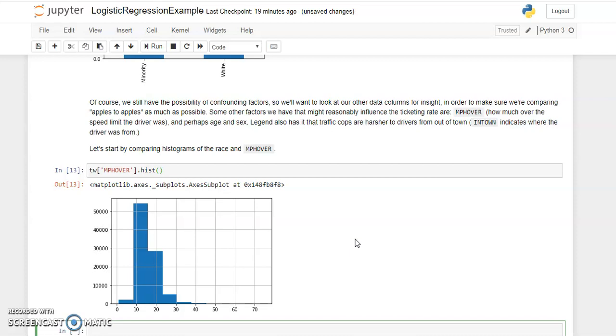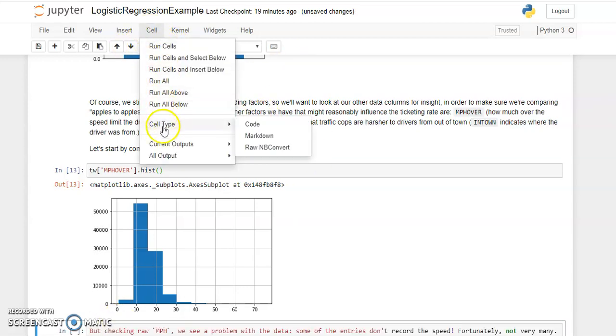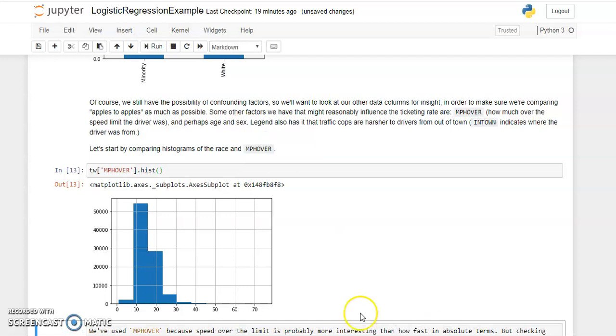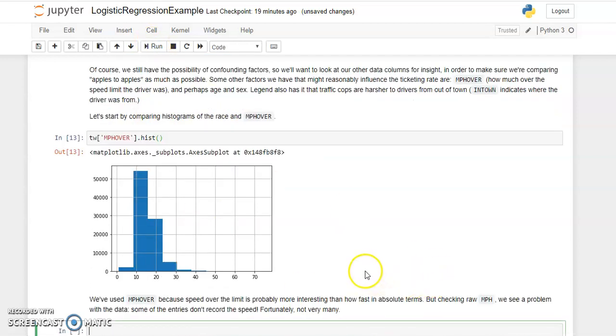So in this case, miles per hour over would seem to be a reasonable, almost should be the most influential factor, right? We would expect, in a fair system, that this would be the main driver of the difference in whether you get a ticket or a warning. And we can look at miles per hour over.